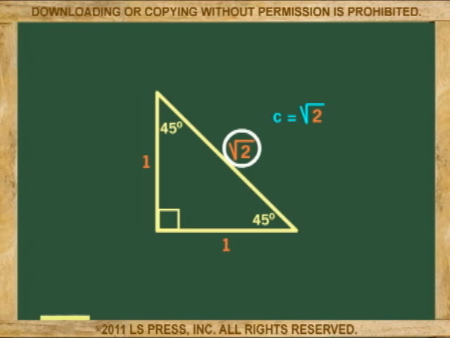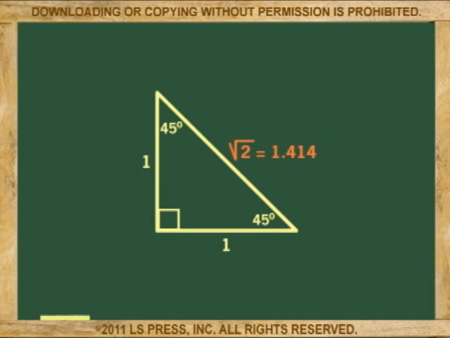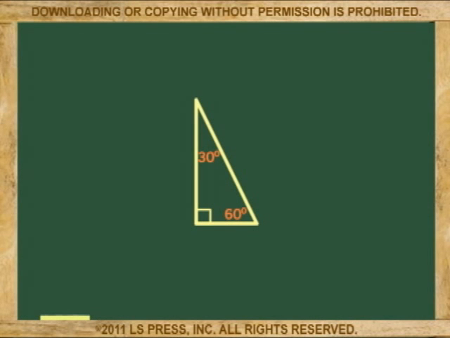Notice also that unlike the perfect right triangles we discussed before, this is not perfect because the square root of 2 is an irrational number. That means the answer must always be rounded off according to the needs of the problem. In the 30-60 triangle, the relationship is 1 for the short leg, 2 for the hypotenuse, and whatever the short leg is times the square root of 3 for the longer leg.